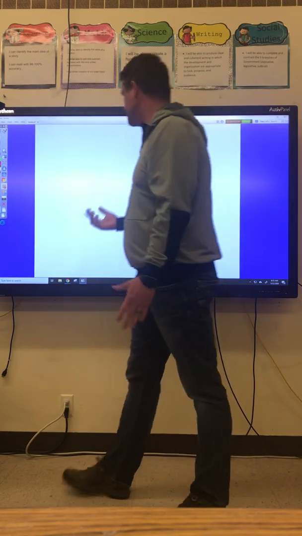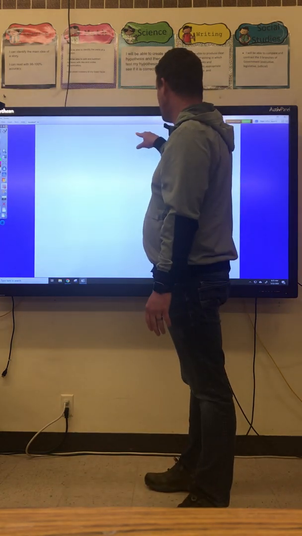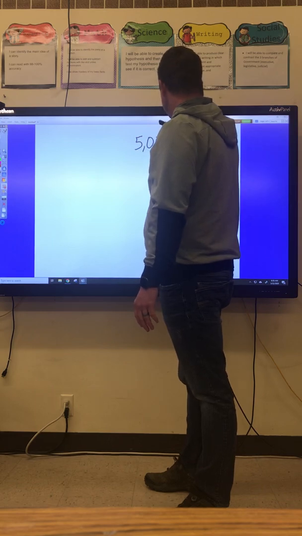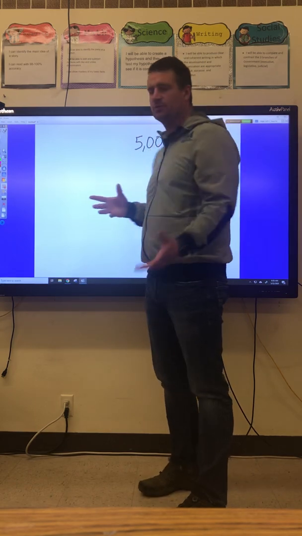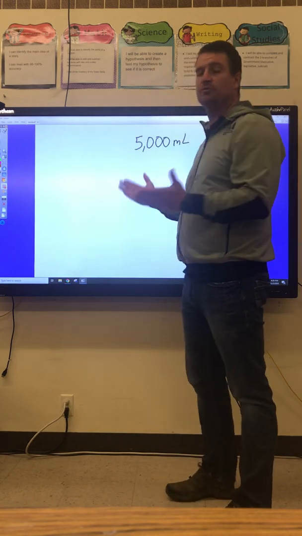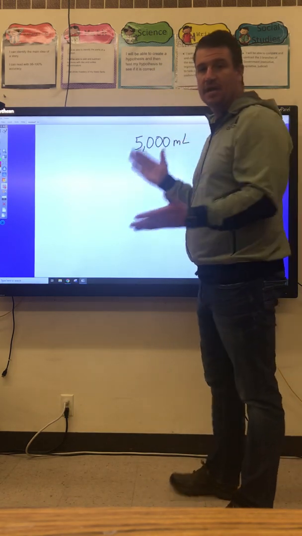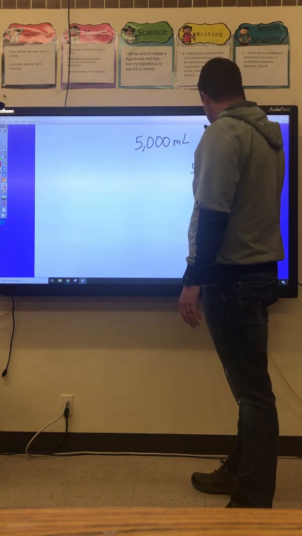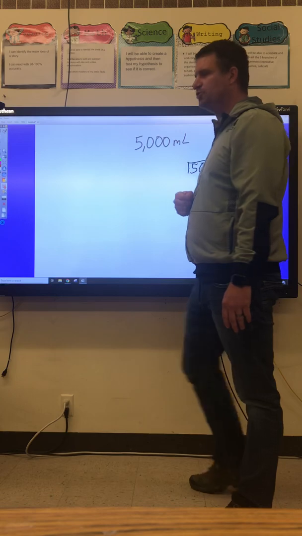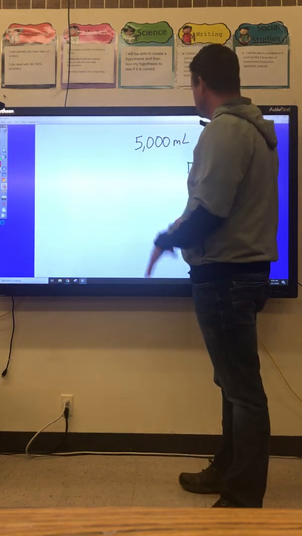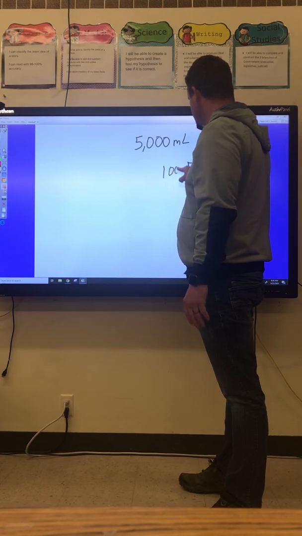So an example of this is I have 5,000 milliliters. How many liters would I have? Well, since we're going from a smaller unit to a bigger one, we're going to have to divide, and it's going to get smaller. So we take 5,000 milliliters and we divide it. Well, we know that there's 1,000 milliliters per liter. We're trying to figure out how many liters we have, so we have to divide by 1,000.